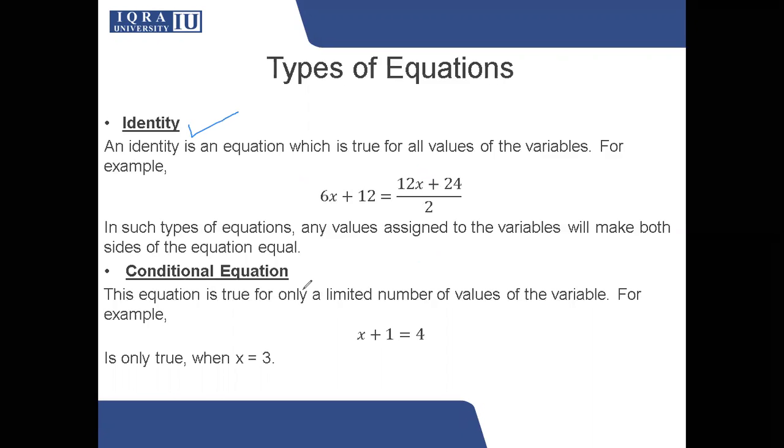The second type is conditional equation, the one that we see more commonly in everyday use. So this equation is true for only a limited number of values of the variable. For example, x plus 1 equals 4. Now here, when x is 3, only then this equation is true, right? 3 plus 1 equals 4. You cannot say the value of x equals 2 is the solution, because 2 plus 1 is 3, and 3 is not equal to 4, right? So this is what conditional equations are.